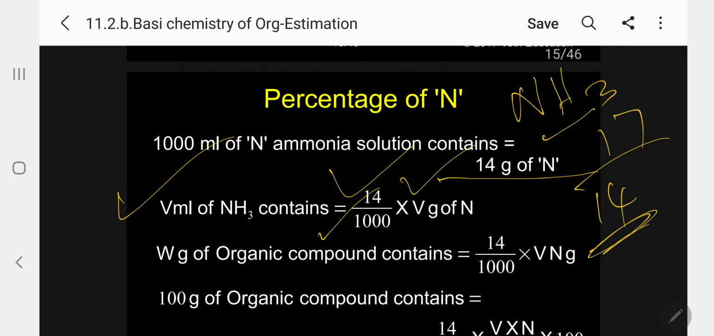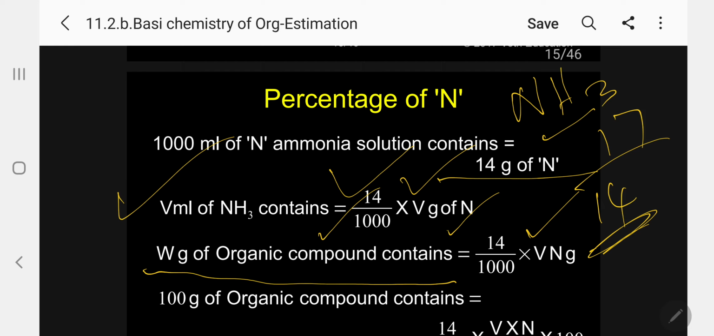ml, correspondingly, the gram of that nitrogen. 14 by 1000 into V ml, V grams of nitrogen. 14 by 1000 into V grams of nitrogen. Now, next, W grams of organic compound contains 14 divided by 1000 into V into N gram. V into N gram is the actual calculation.